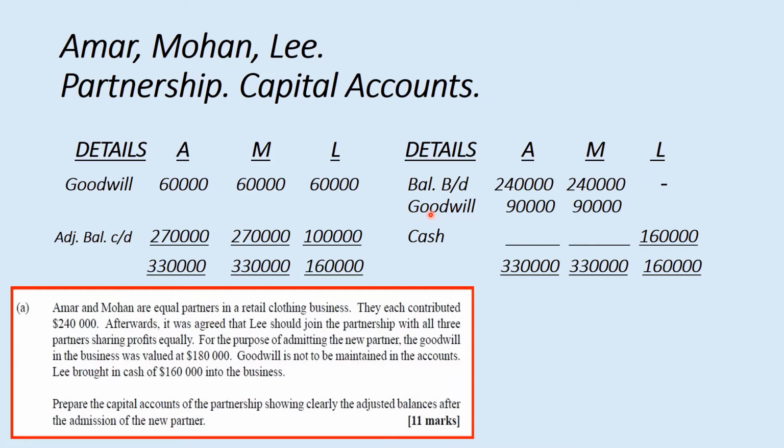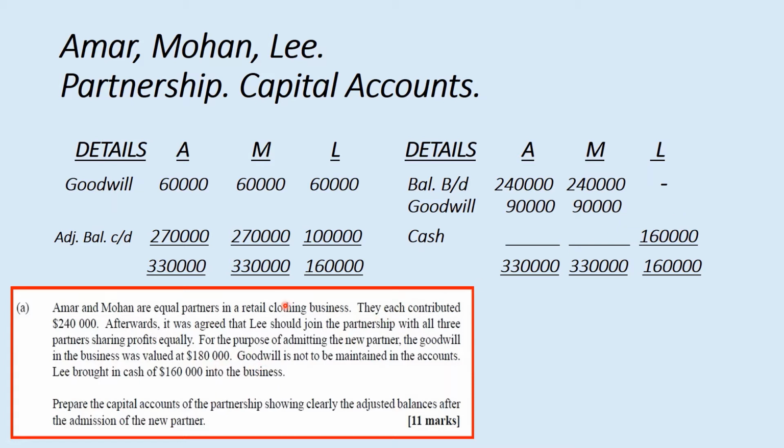Next, you are going to apportion the goodwill in the business up until the time Lee comes in. So it means that goodwill is only going to go to Amar and Mohan. They alone are going to share it. And it's 180,000, and they are equal partners, so they will get 90,000 each. Lee will not get any because he did not help in the creation of that goodwill, because he was not in the partnership as yet.